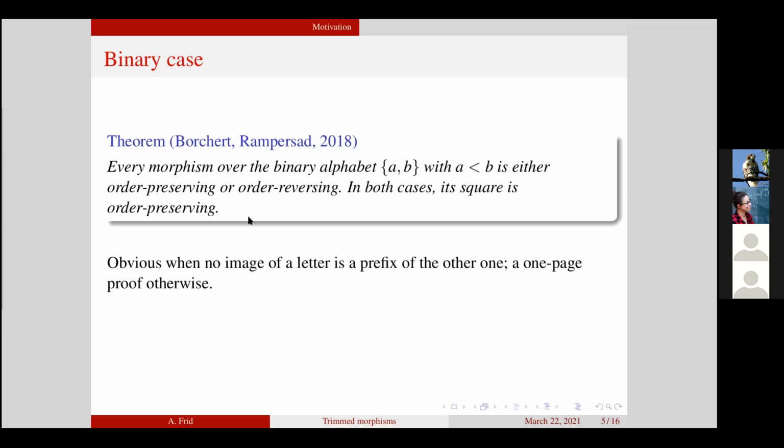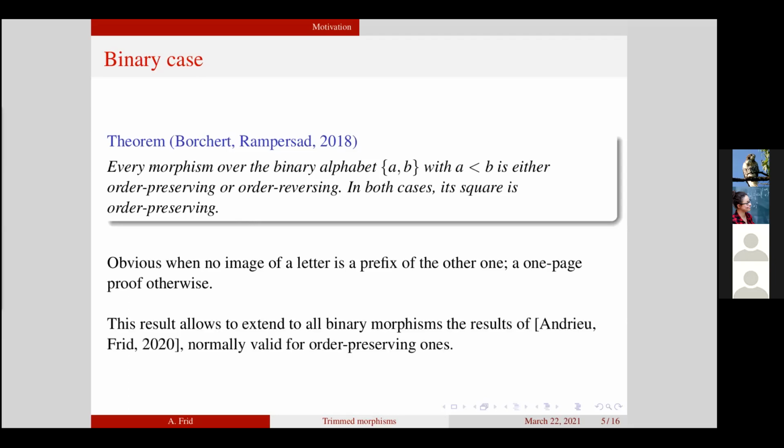If the images of letters are not prefixes one of the other, then it is obvious. So we need a proof only if it's not the case, like for the Fibonacci morphism, if one of the images of letters is the prefix of the other. And the proof is not very long.